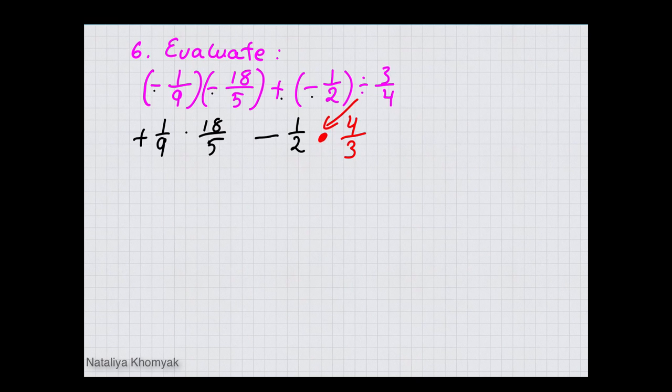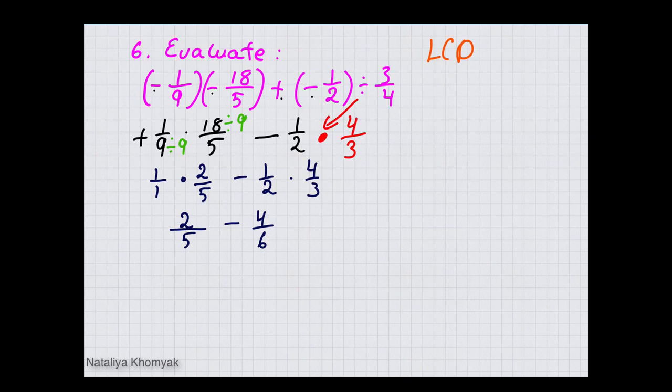The next step is to multiply fractions, but we know that 9 can be divided by 9 and 18 can be divided by 9. So the first fraction becomes 1 out of 1 times 18 divided by 9, 2 out of 5, minus 1 out of 2 times 4 out of 3. 1 times 2 is 2. 1 times 5 is 5. Minus 1 times 4 is 4. 2 times 3 is 6.